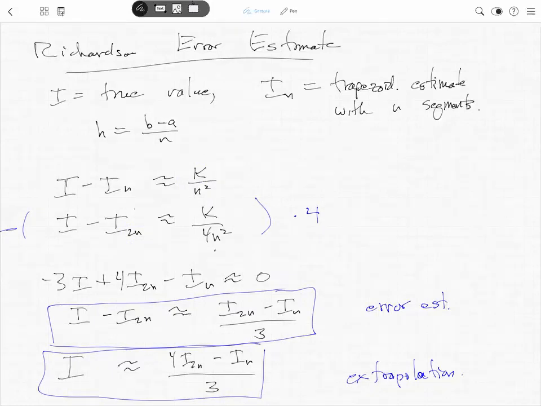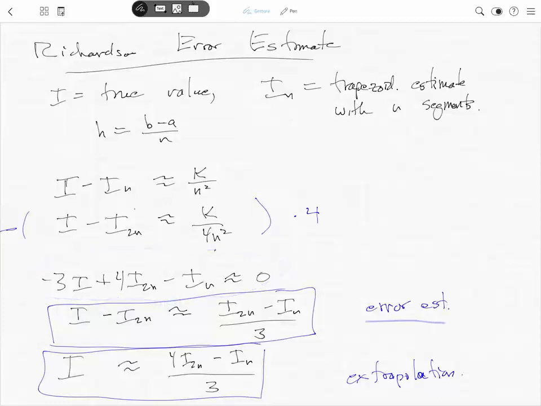Okay? And now we do a little algebra. There's various ways you can do this. I could multiply the second approximation by 4, and subtract in order to cancel the right sides. And what you get is a relationship between I sub 2n and I sub n. And there are two useful ways to rearrange this approximation. We could solve for the error in I sub 2n. I minus I sub 2n is approximately equal to (I sub 2n minus I sub n) over 3. You get that just by rearranging the terms in this approximation.